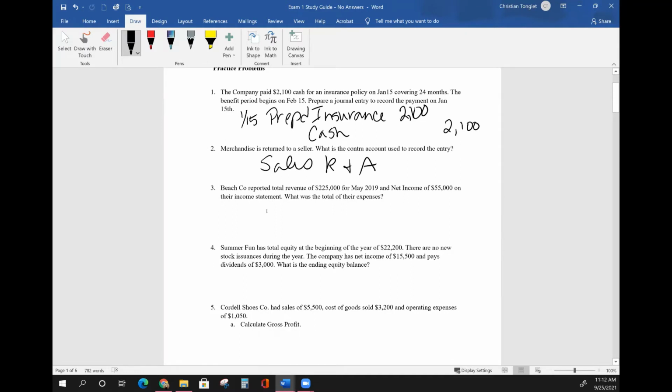All right, so next, Beach Company reported total revenue of $225,000 from May 2019, net income of $55,000 on their income statement. What is the total expense?